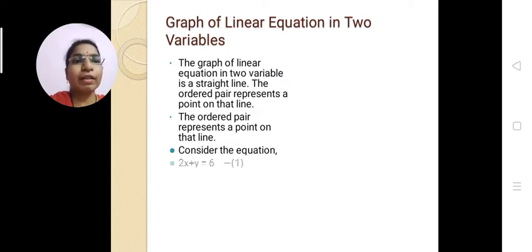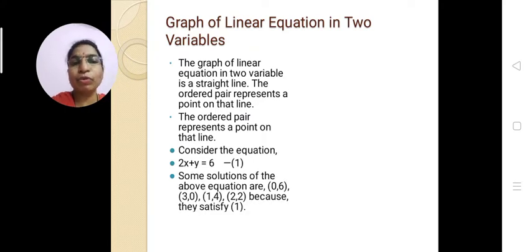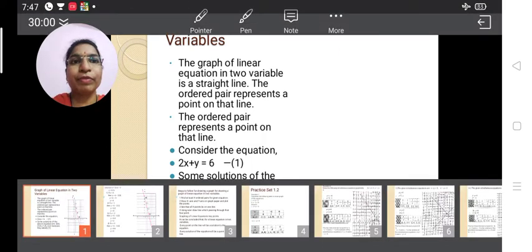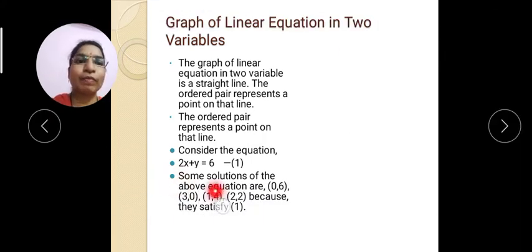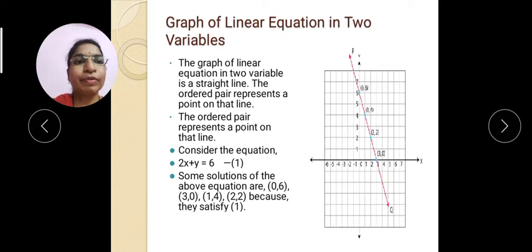Okay, now listen. With one example I will explain how to plot the graph, and also how to calculate these coordinates. Which coordinates? (0, 6), (3, 0), (1, 4), (2, 2). How to calculate them, that also I will explain. Now see, this is the graph of the equation 2x plus y is equal to 6. These are the coordinates.